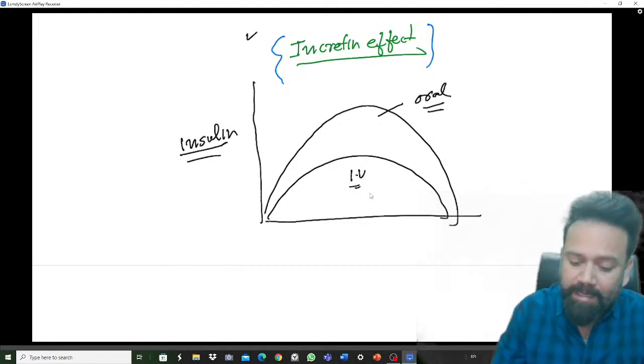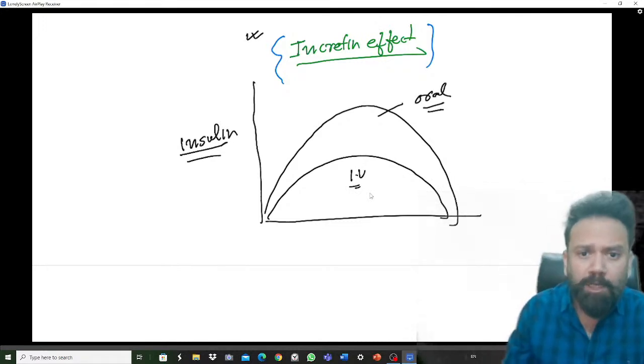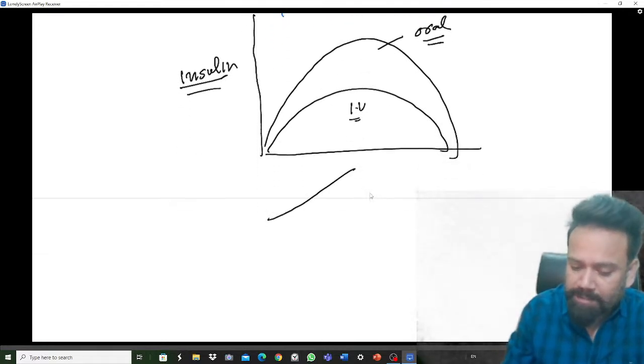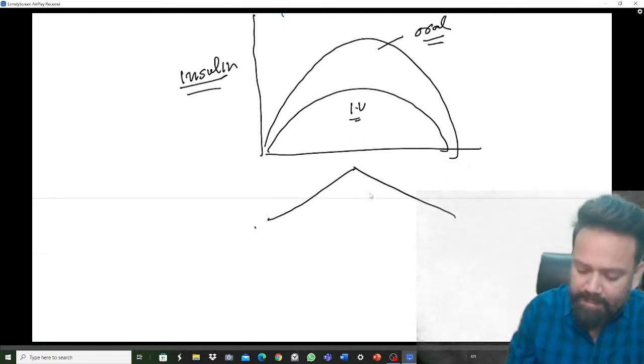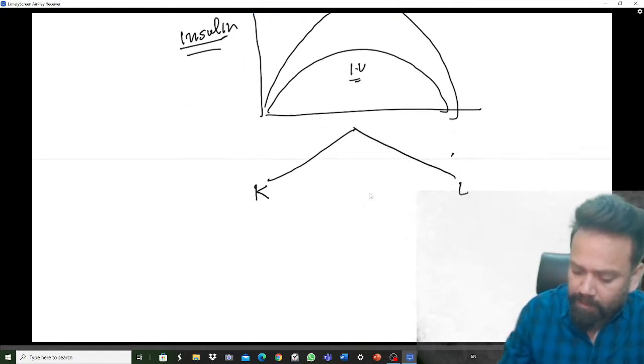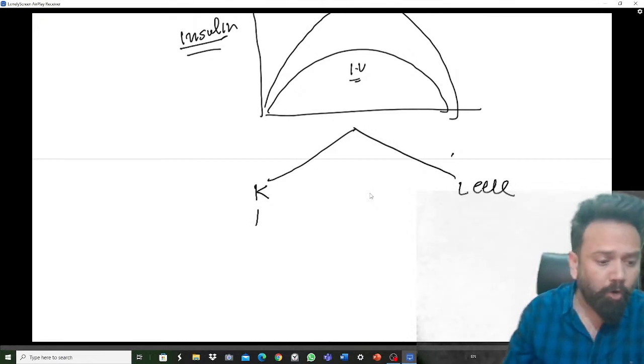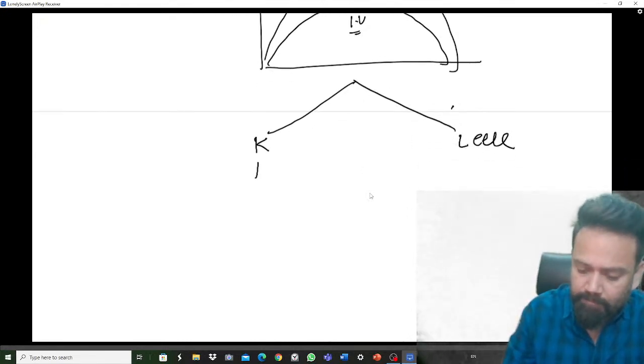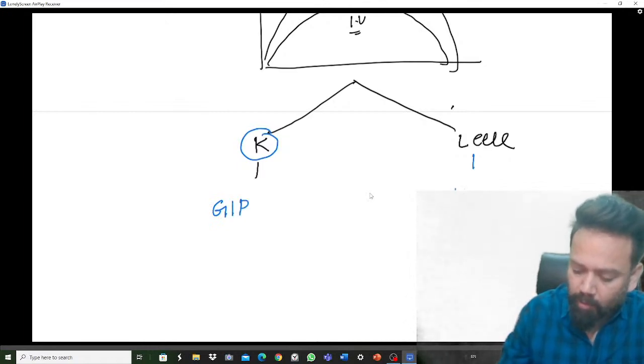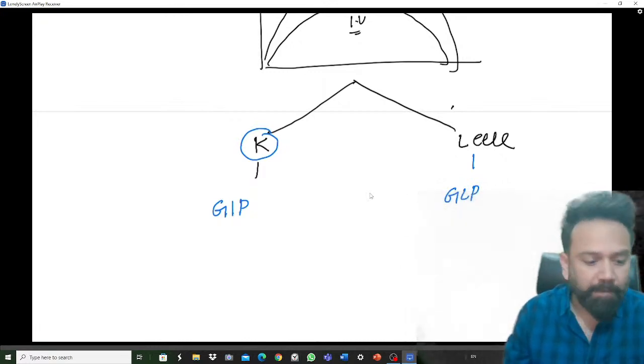This is called the incretin effect because in your intestine there are two cells. One is called the K cell, the other is called the L cell. The K cell releases a hormone called, anyone? Keep on interacting. The K cell releases a hormone called GIP. The L cell releases a hormone called GLP. What is GIP?